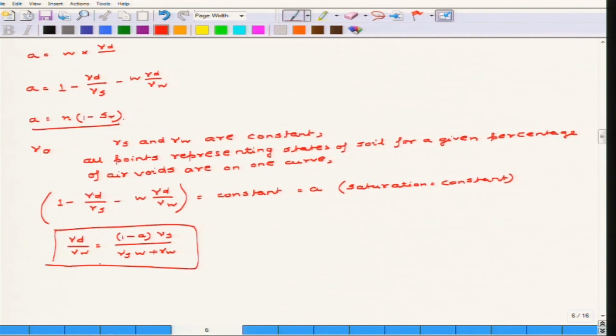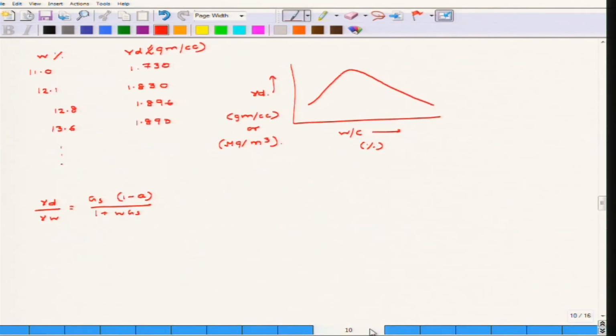It is similar to this formula, except that I have divided it by gamma W in every case. If you divide it by gamma W, then it comes out to be 1 minus A into gamma S by gamma W, divided by gamma S by gamma W into W plus 1, which is equivalent to 1 minus A into GS by GS into W plus 1, and that is the same formula that I have written here.